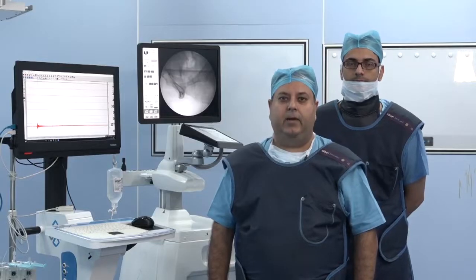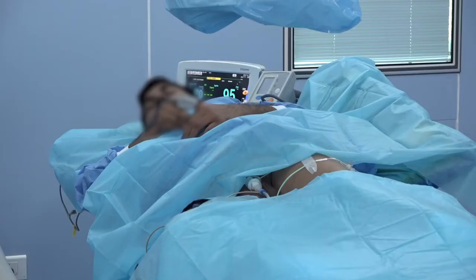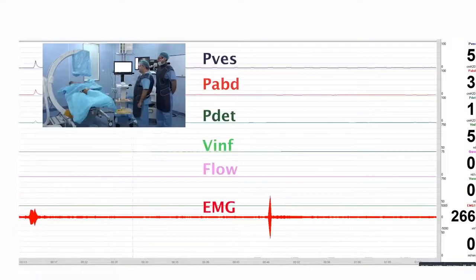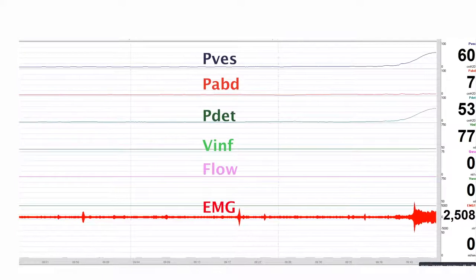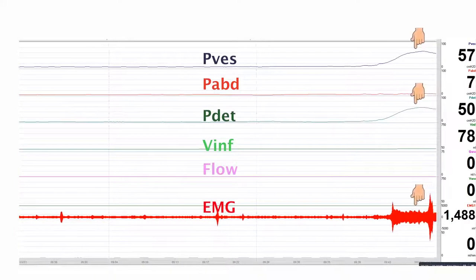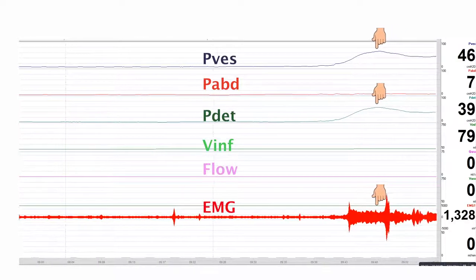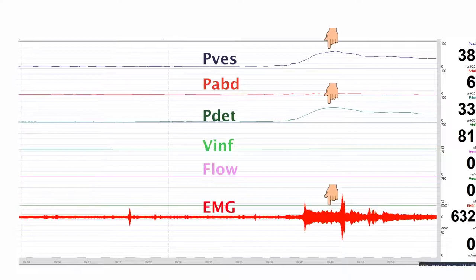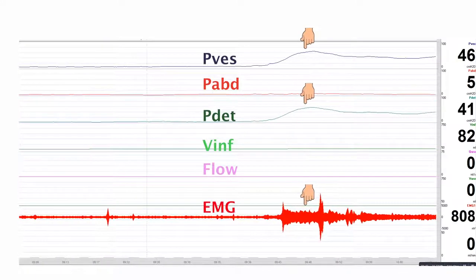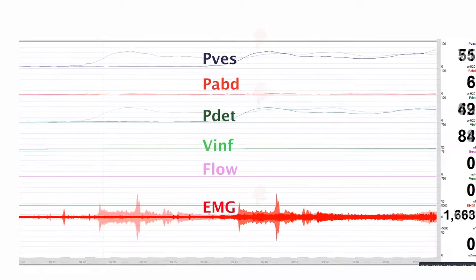As this is a lesion above T6, even though it is incomplete, we have to monitor the blood pressure for possible autonomic dysreflexia. The patient is in supine position. At a bladder volume of 75 cc, we see that the vesical pressure has increased, the abdominal pressure is flat, and the detrusor pressure has correspondingly increased. This is a detrusor overactivity, and we see that the EMG activity at the same time has increased.